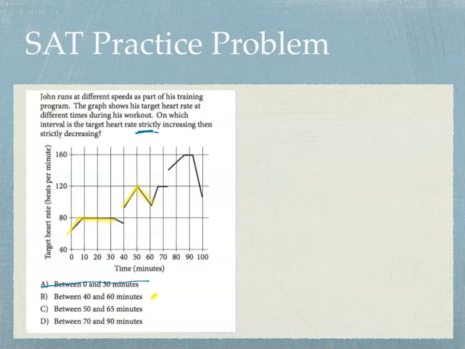Between 50 and 65 minutes, erase what I've done here. Between 50 and 65, I go down, and then I go up. So I'm strictly decreasing and then strictly increasing. So it's not C because it's doing it backwards.